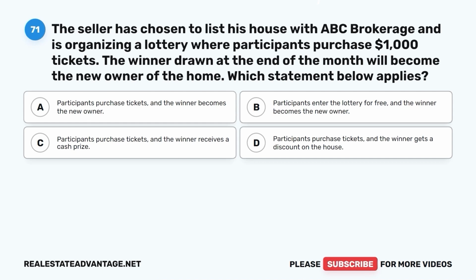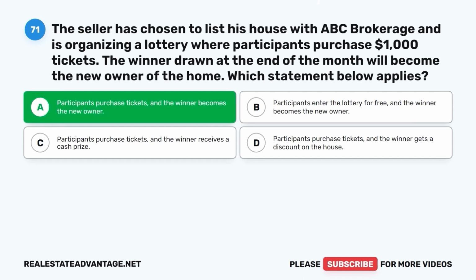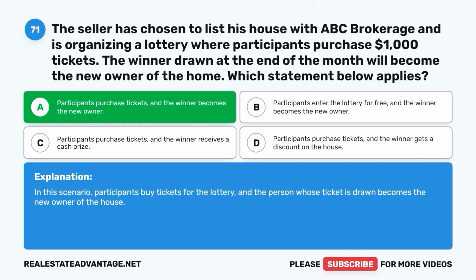Question 71. The seller has chosen to list his house with ABC Brokerage and is organizing a lottery where participants purchase $1,000 tickets. The winner drawn at the end of the month will become the new owner of the home. Which statement below applies? A. Participants purchase tickets and the winner becomes the new owner. B. Participants enter the lottery for free and the winner becomes the new owner. C. Participants purchase tickets and the winner receives a cash prize. D. Participants purchase tickets and the winner gets a discount on the house. The correct answer is A. Participants purchase tickets and the winner becomes the new owner. In this scenario, participants buy tickets for the lottery, and the person whose ticket is drawn becomes the new owner of the house.